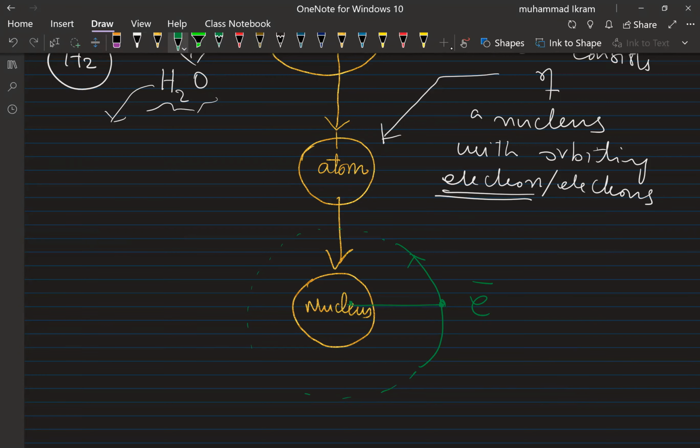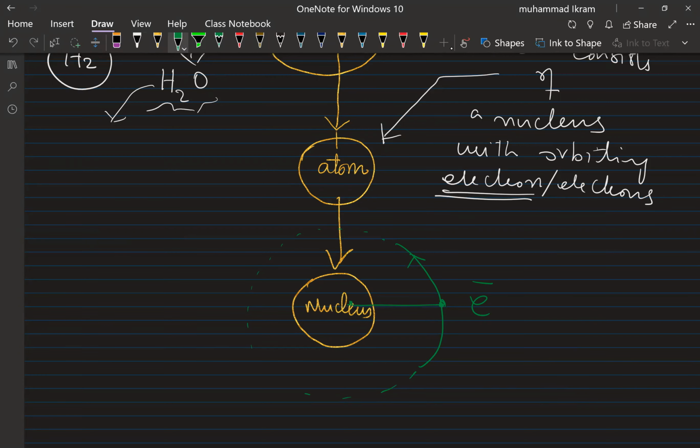The molecules are very closely packed together, and the attractive intermolecular forces are very strong here. So the motion of the molecule is vibratory. They possess vibratory motion about their mean position.